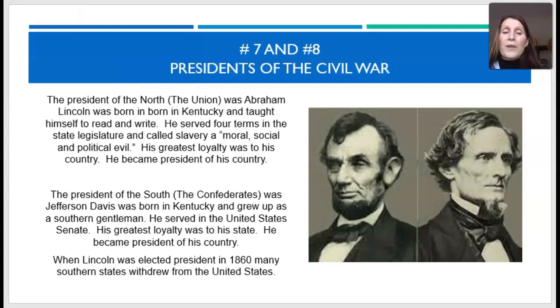And so just so you have an understanding, we only think of one president of the United States, but remember, at that time, they were separate. The North was a separate part and the South was a separate part. So Abraham Lincoln was president of the North at the same time that Jefferson Davis was president of the South, okay? So when Lincoln was elected president in 1860, many Southern states withdrew from the United States, okay? Meaning withdrew, they decided they were no longer part of the United States.